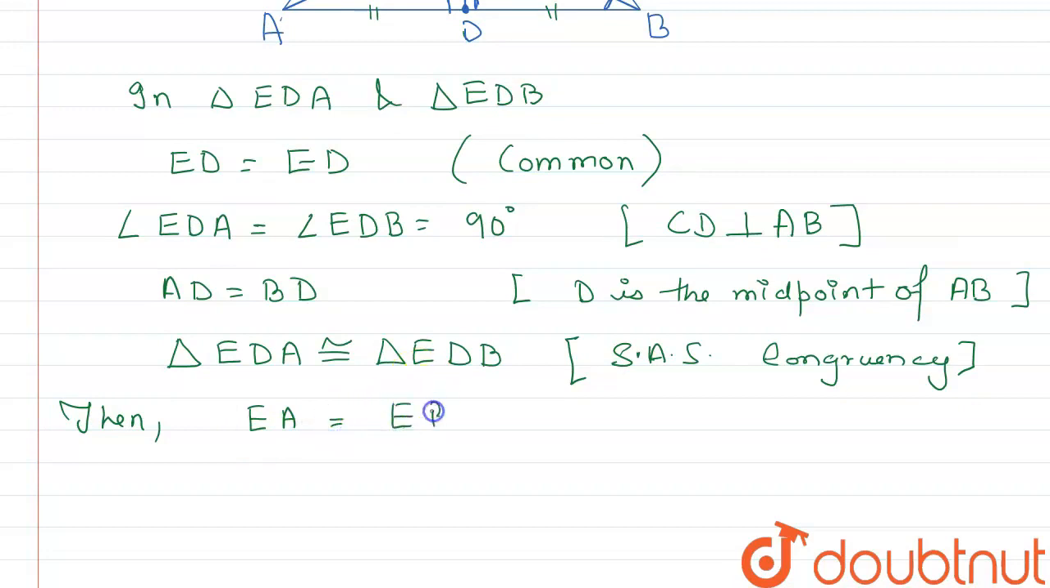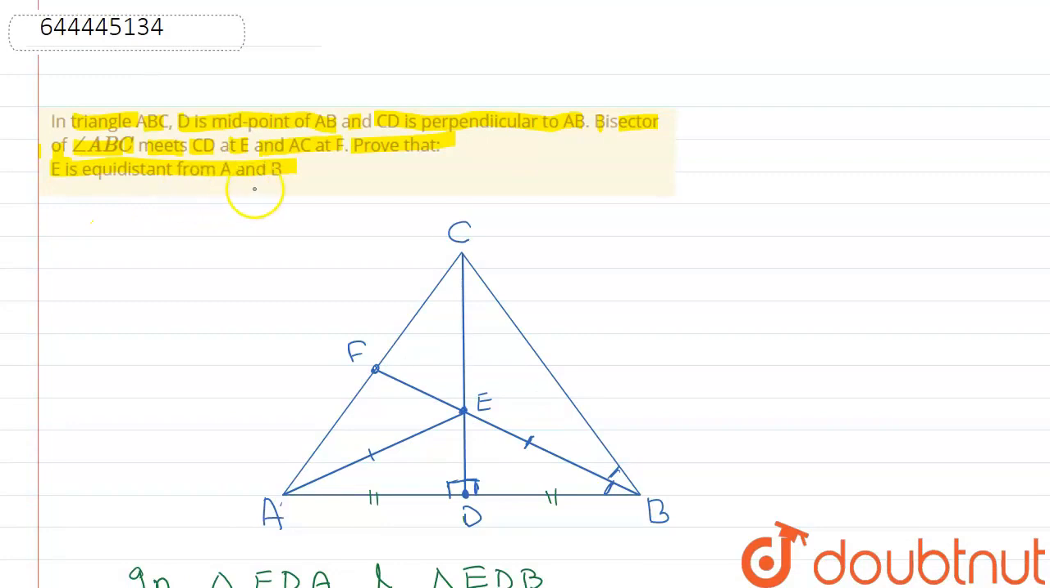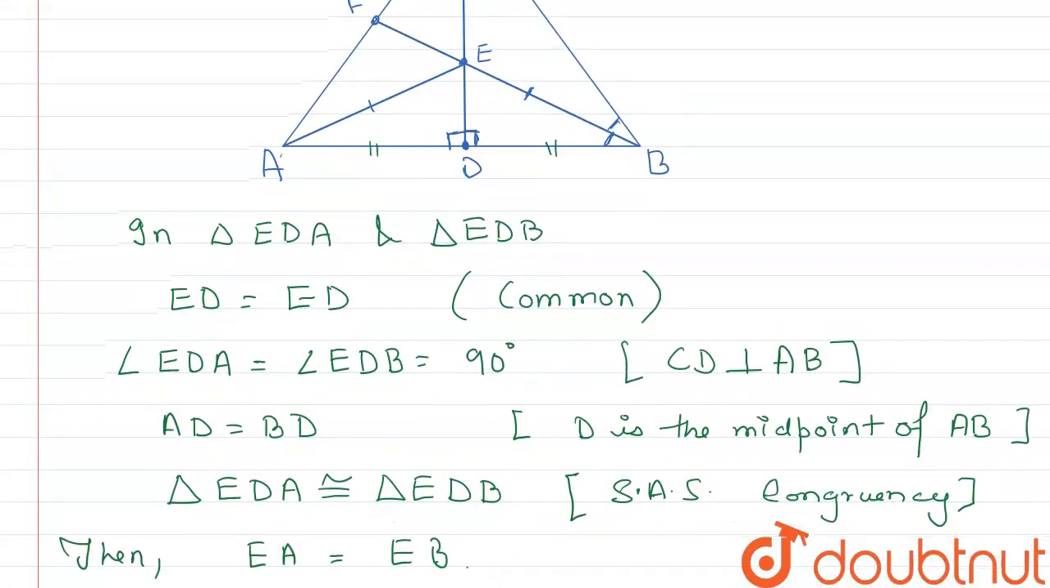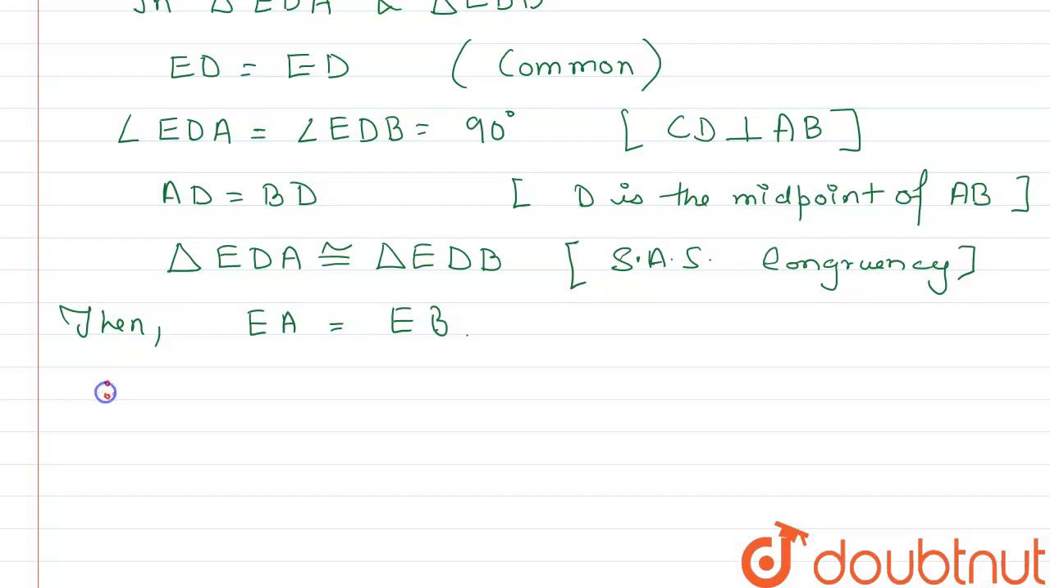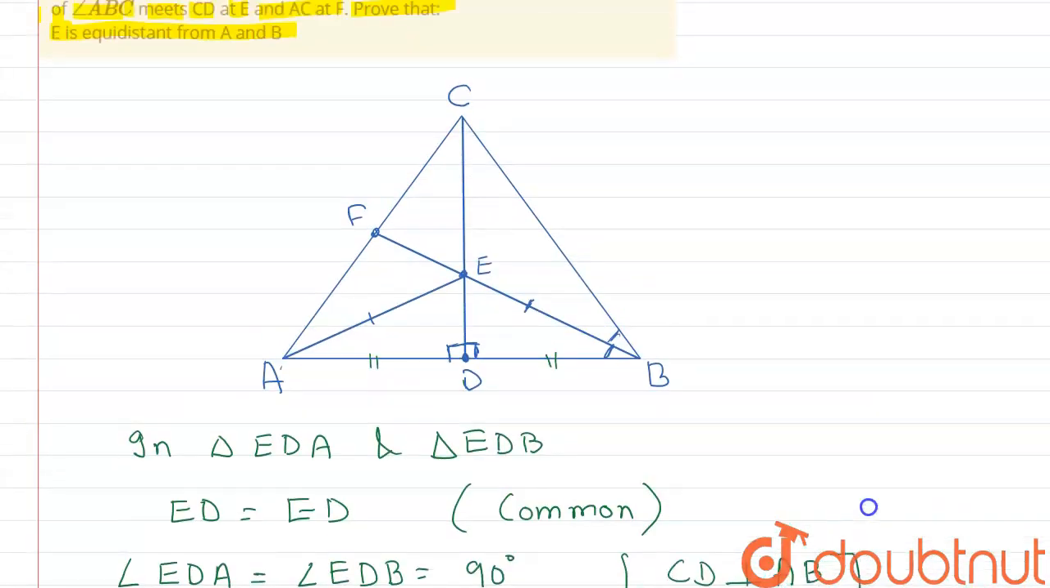So now here we say that E is at equidistance from A and B. Clear? So this is our required answer. I hope you understand. Thank you.